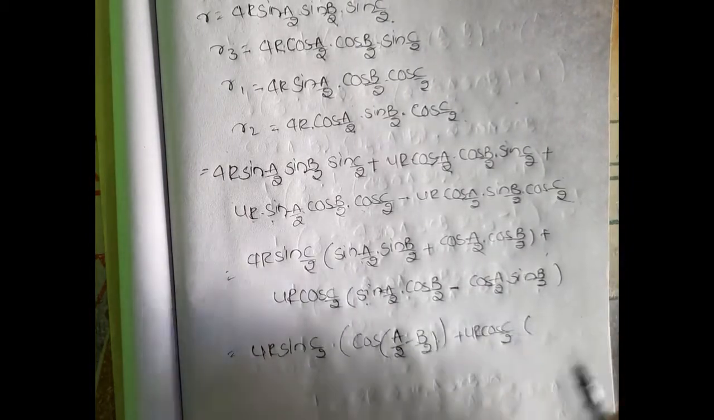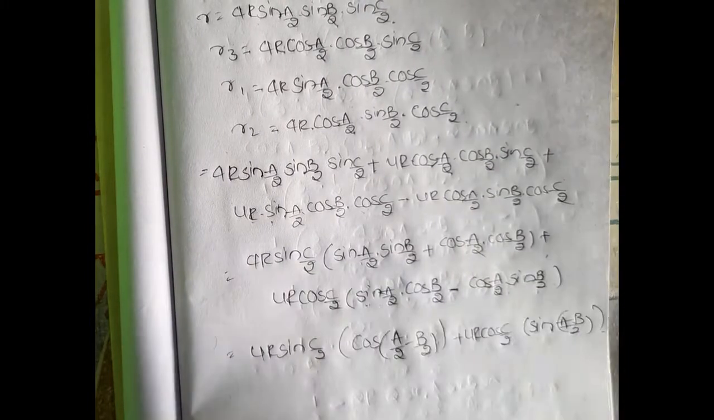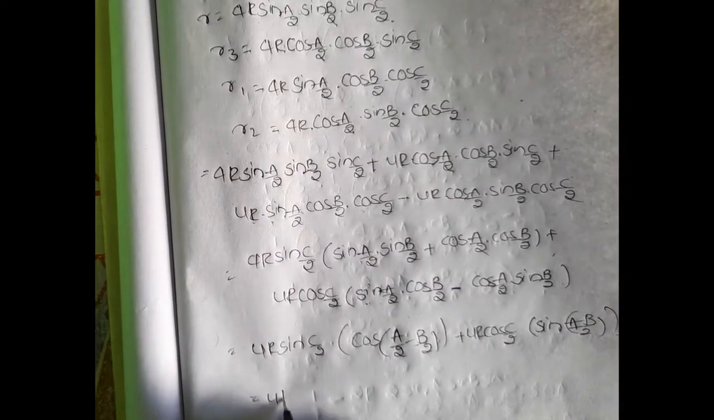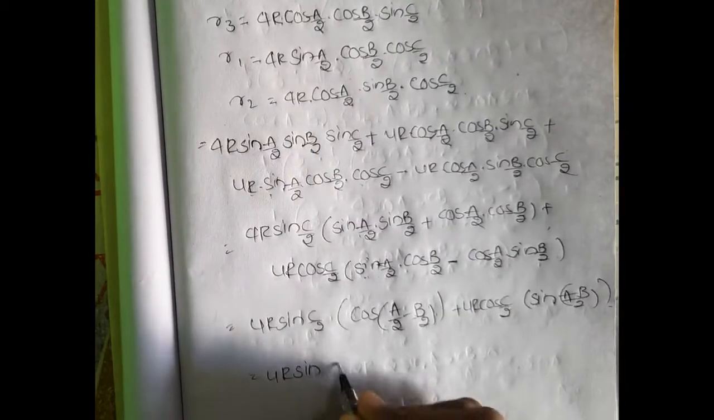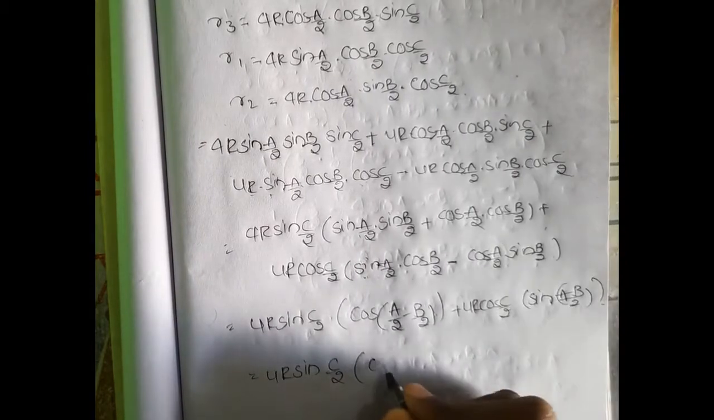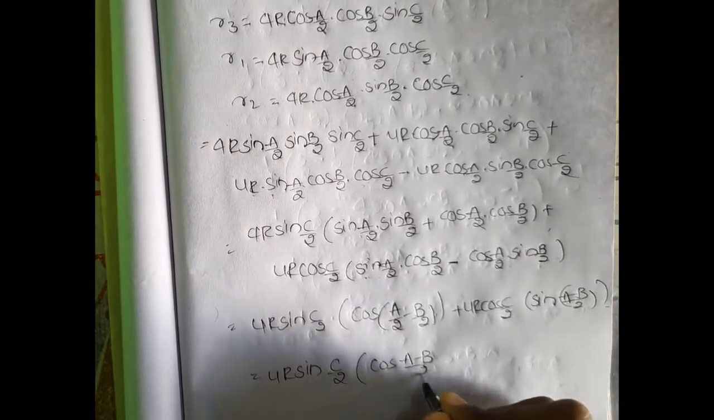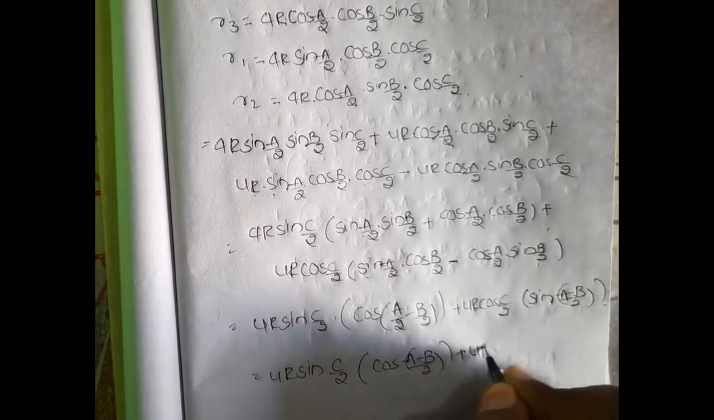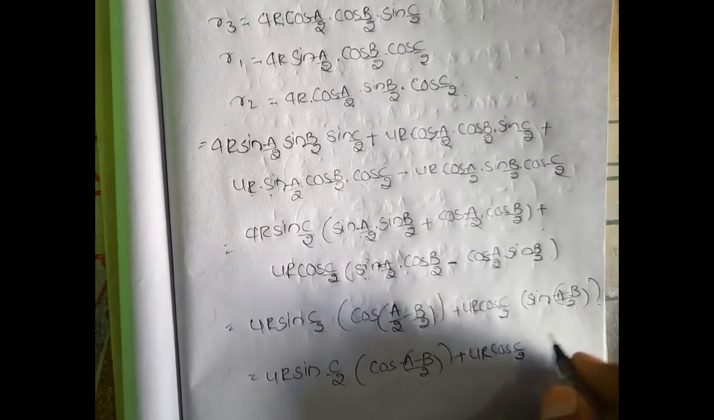Plus 4R cos C by 2. It is in the form of sin A cos B minus cos A sin B. So what is the formula of sin A cos B minus cos A sin B? Sin A minus B by 2. Okay. So now 4R here, these both, after completion of that, sin C by 2 cos A minus B by 2 plus 4R cos C by 2 sin A minus B by 2.